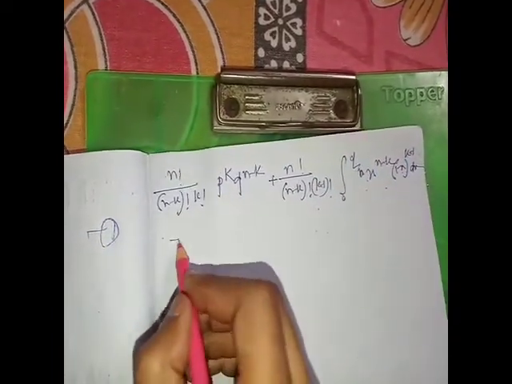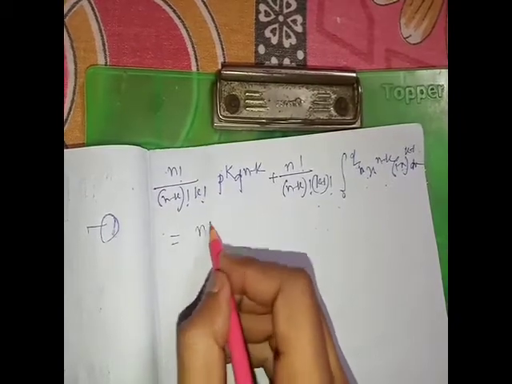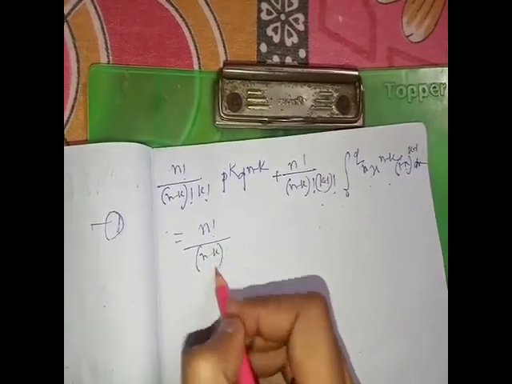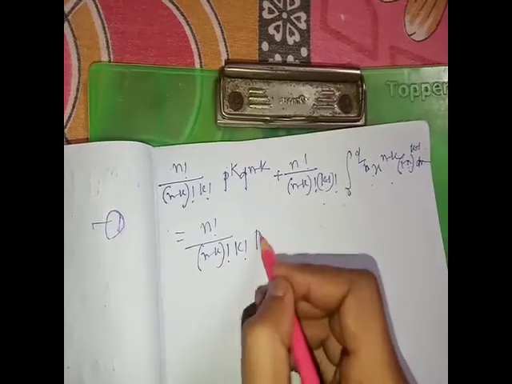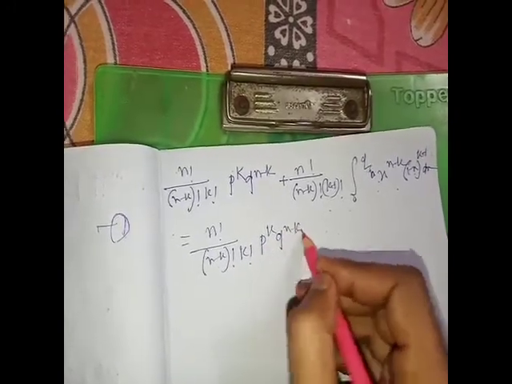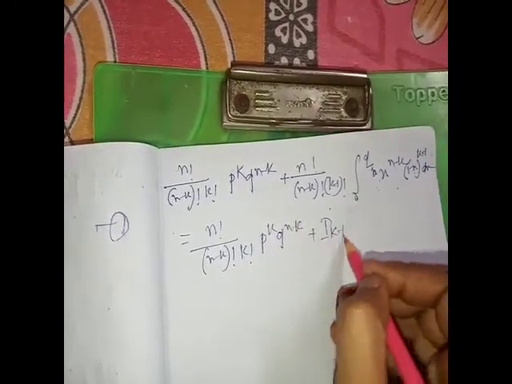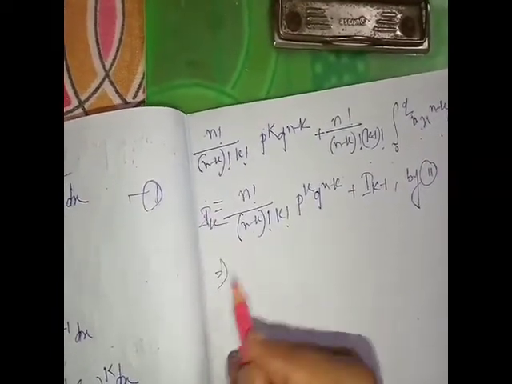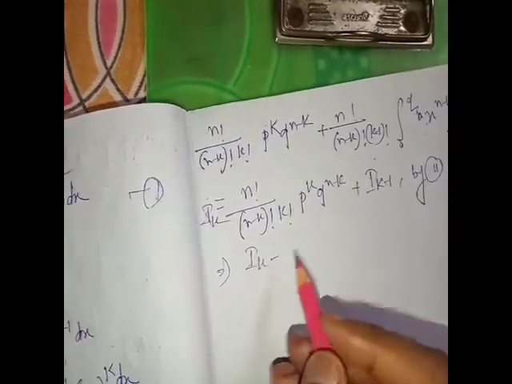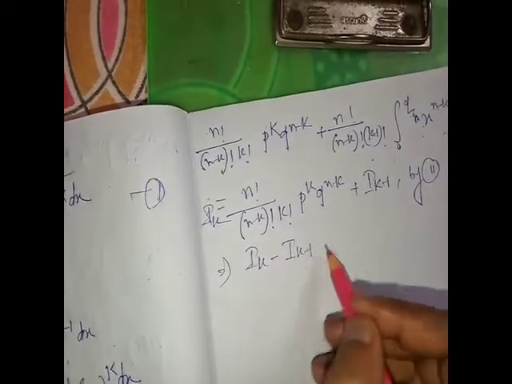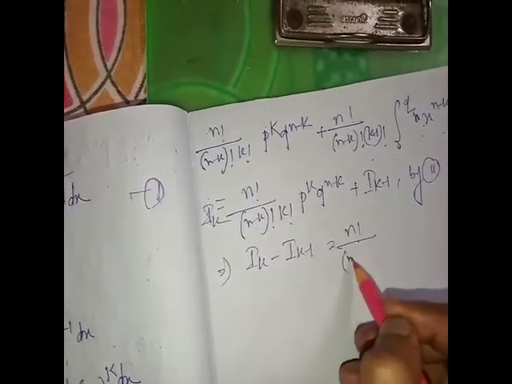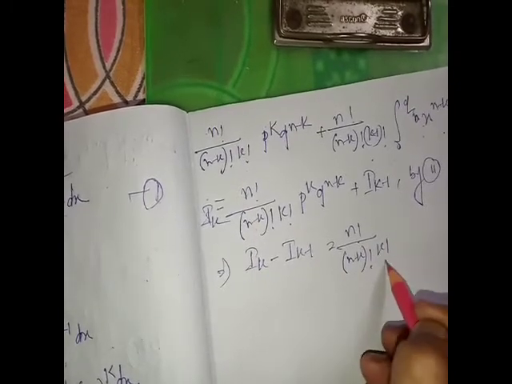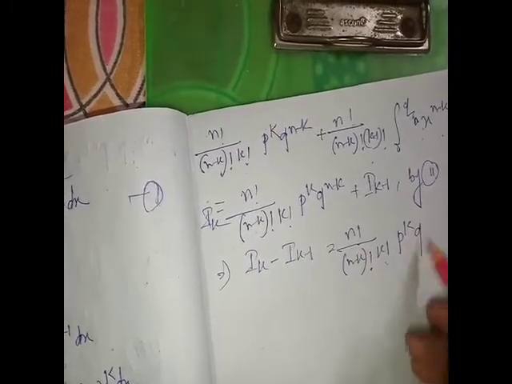So in the next line, n factorial by (n minus k) factorial times p to the power k, q to the power n minus k, plus I k minus 1. So this is also I k, which implies I k minus I k minus 1 equals n factorial by (n minus k) factorial into k factorial, p to the power k, q to the power n minus k.